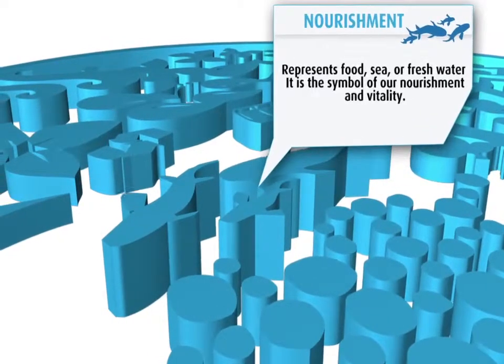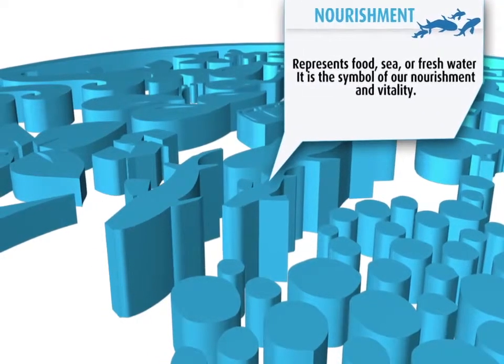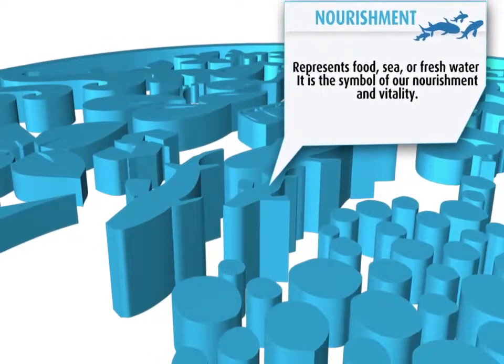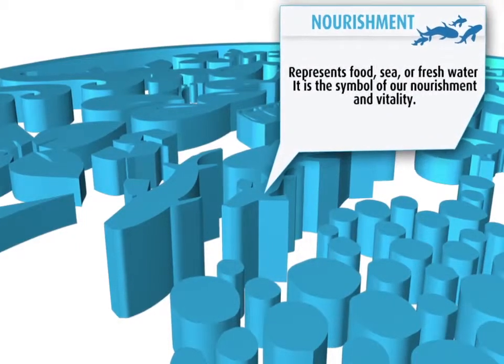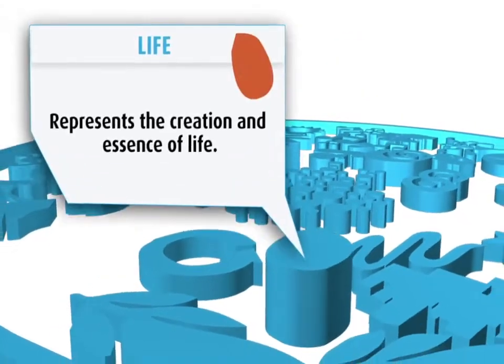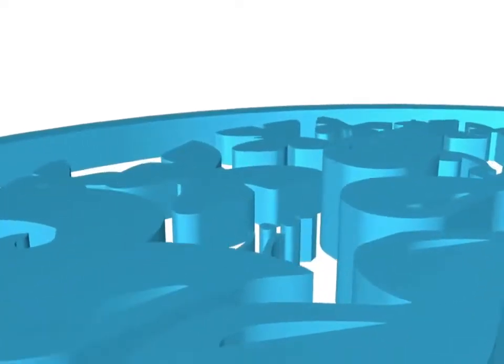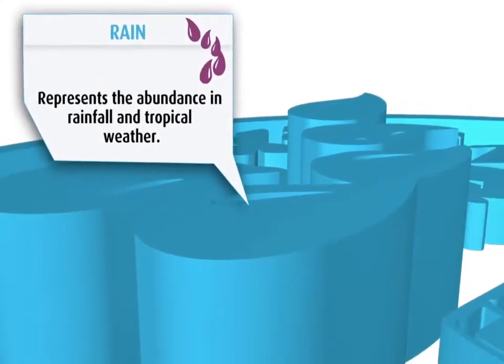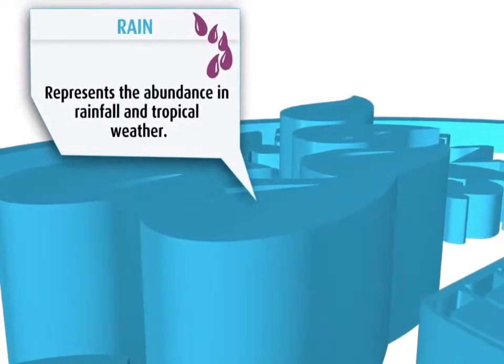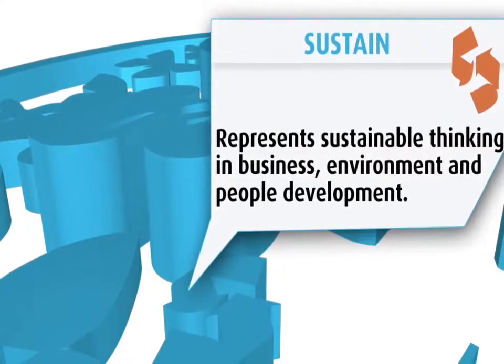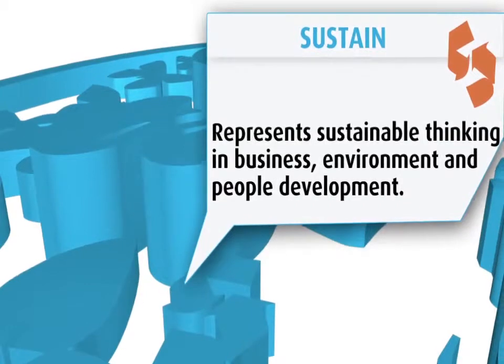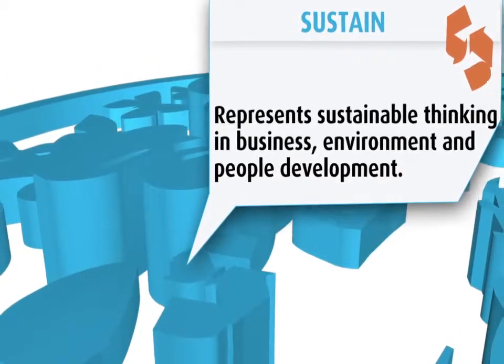Nourishment represents food, sea, or fresh water. It is the symbol of our nourishment and vitality. Life represents the creation and essence of life. Rain represents the abundance in rainfall and tropical weather. Sustain represents sustainable thinking in business, environment, and people development.